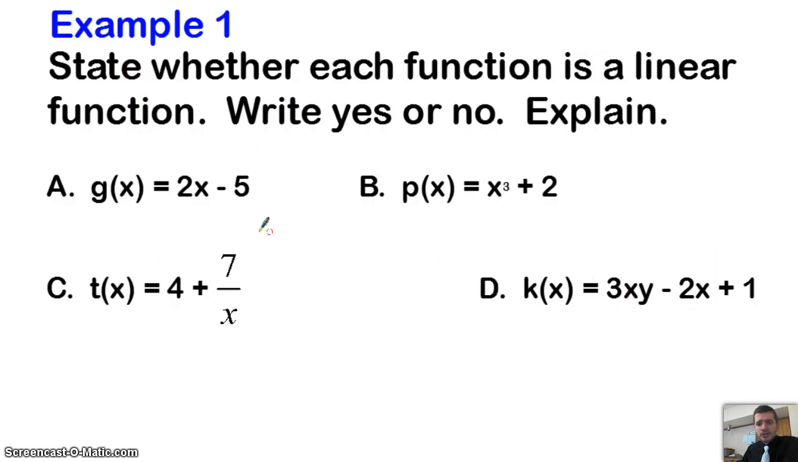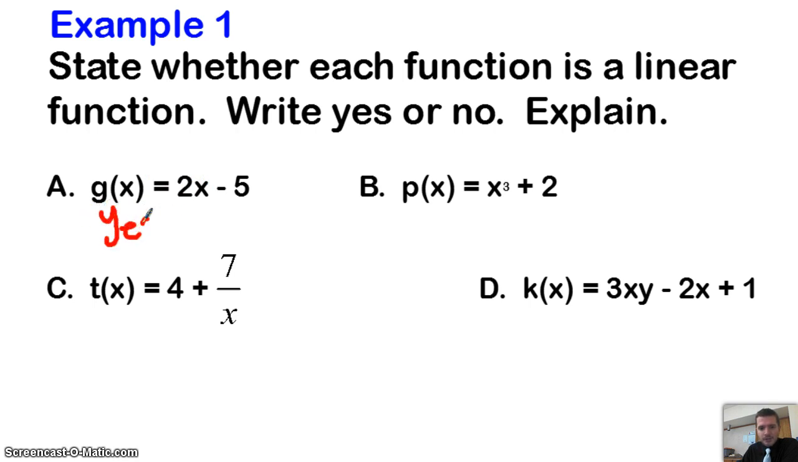We're going to go into each of these. State whether each function is a linear function, write yes or no, and I'm going to explain verbally. I'll write the yes or no. Make sure you guys are still understanding why. The first one, A, is g of x equals 2x minus 5. You see multiplication of 2 and x and then subtraction. This is a linear relation, so this one's just yes.